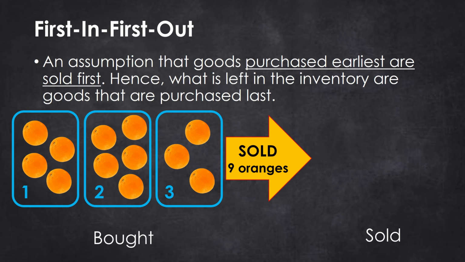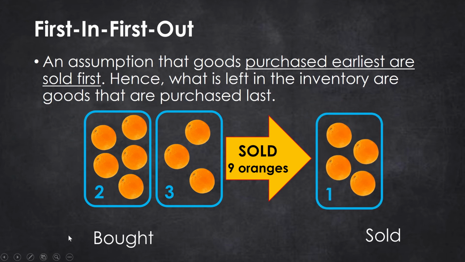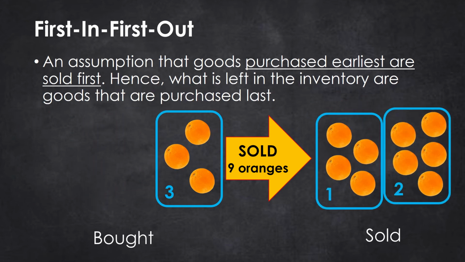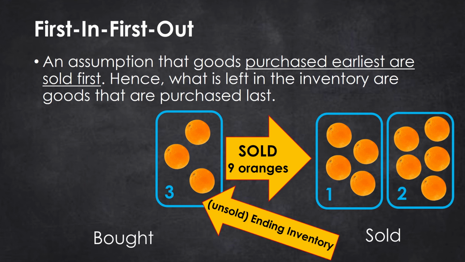So under the first in, first out method of inventory valuation, I sell the oranges which I purchased first. Which batches did I purchase first? I purchased batch 1 and batch 2 first. That means that I sold batch 1 first, and then I sold batch 2. So what does this mean? It means that my unsold inventory is my ending inventory. The key point is whatever you bought first, you sold first. That is first in, first out.